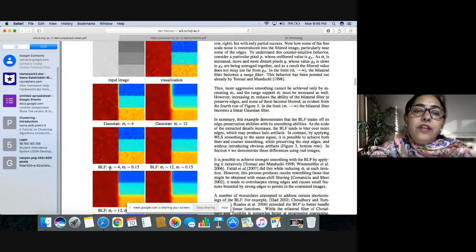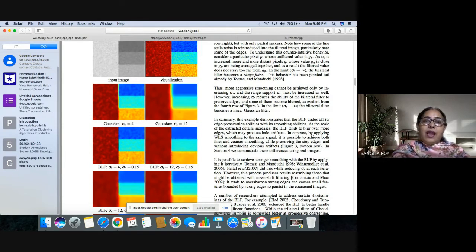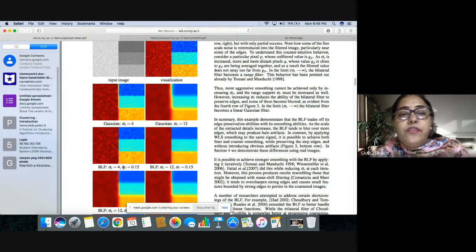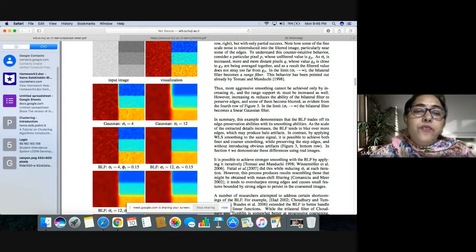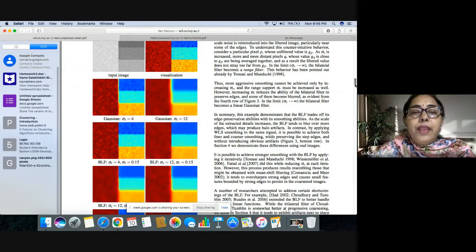Using a bilateral filter with standard deviation 4, there are two types of standard deviation in the case of bilateral filtering. One is the spatial, another is radial. With the combination of 4 and 0.14, the output is shown over there. With rho s 12 and rho r equal to 0.15, the output is shown over there. But still there are some artifacts remaining.